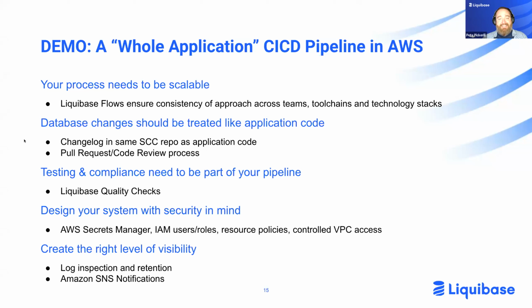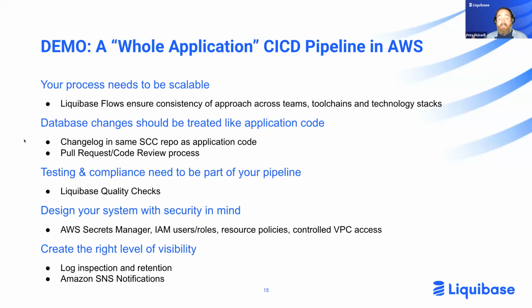First of all, your process needing to be scalable. I'll show you a capability in Liquibase that allows you to define job templates that are highly portable and reusable, to ensure that there is a consistent build and validation process for your database changes in your CI/CD pipeline across your teams, across your databases, across your applications, everywhere.